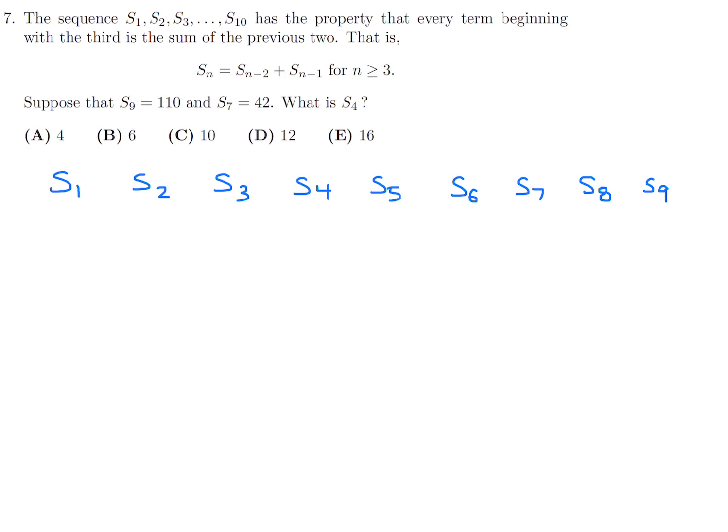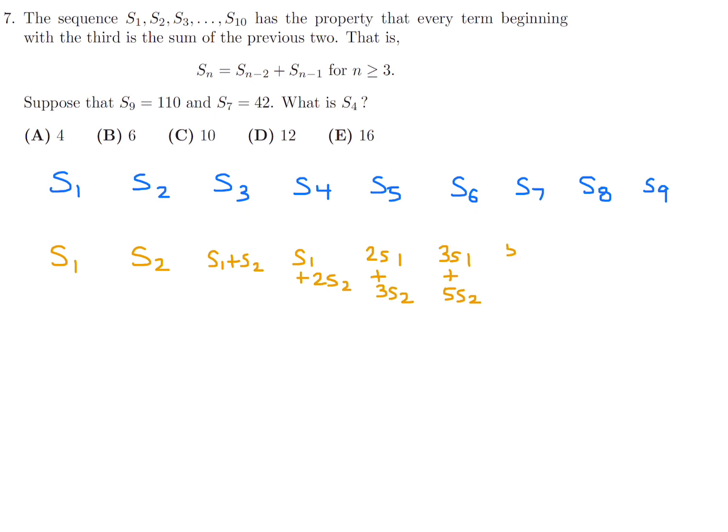So here we go. S1 is just S1, and S2 is just S2. But once we get to that third term, we have to add the previous two. So S3 will be S1 plus S2, right? You have to add the previous two. S4 will be the sum of the previous two, so that's S1 plus 2S2. S5 is the sum of the previous two, so it will be 2S1 plus 3S2. And so on. S6 will be 3S1 plus 5S2.